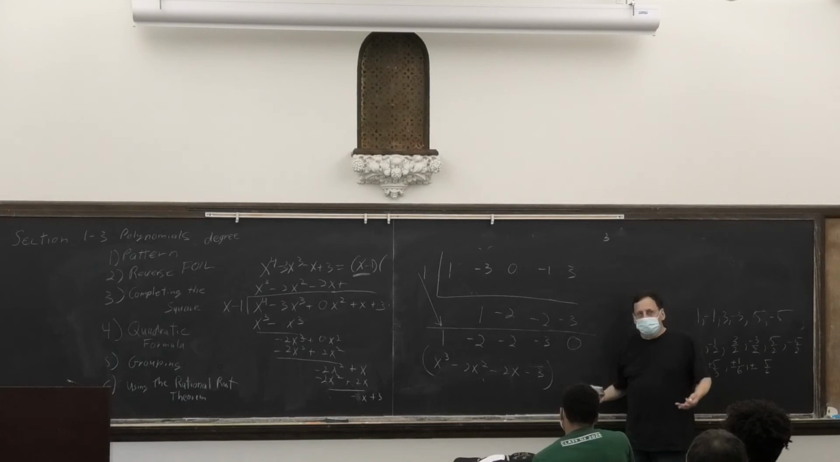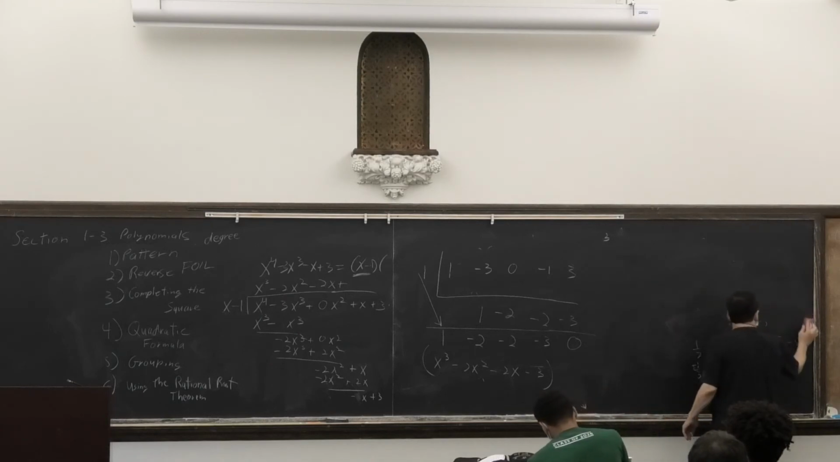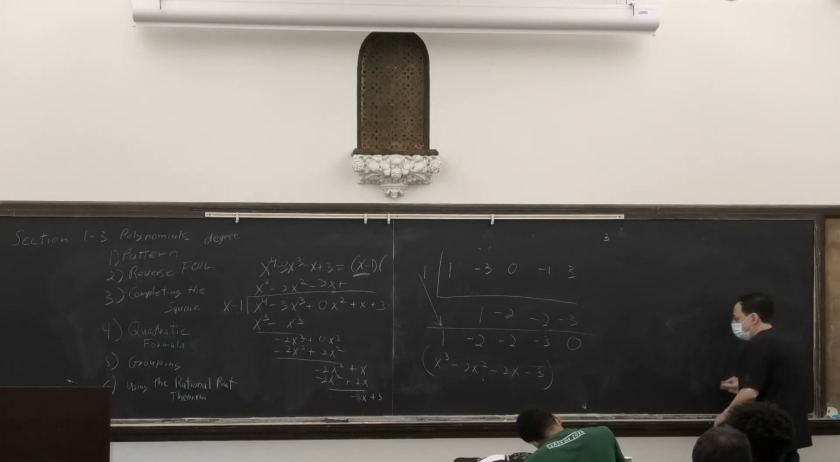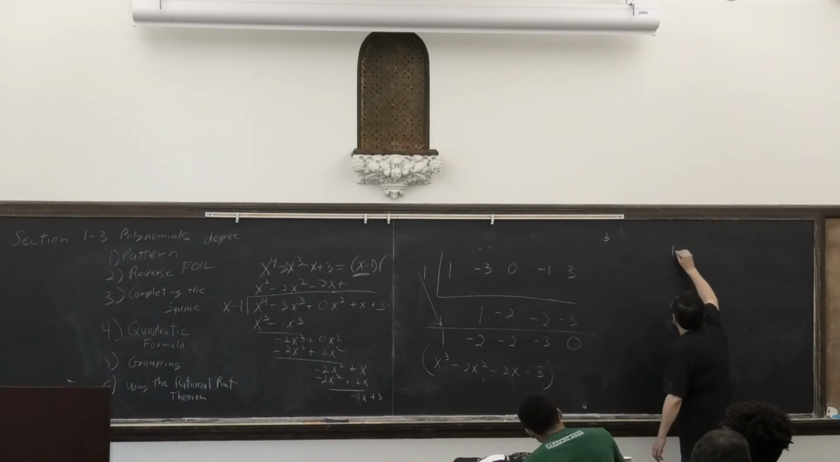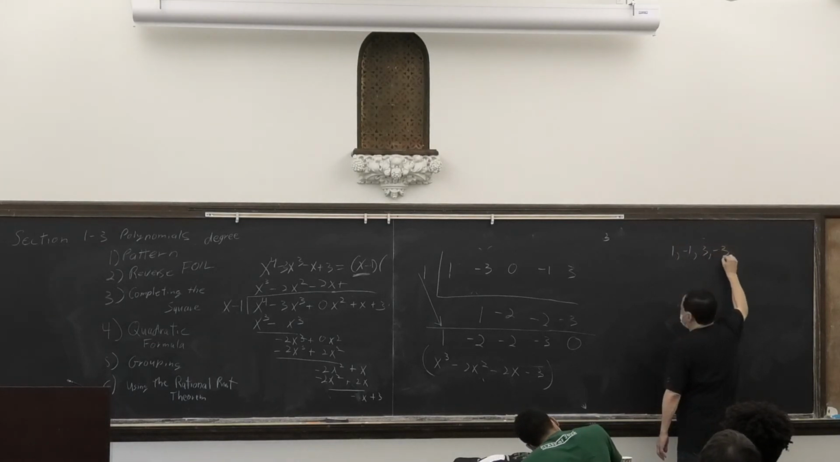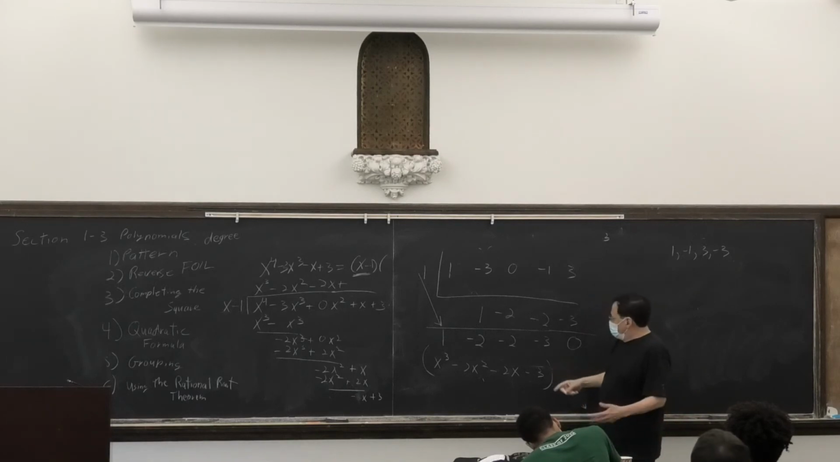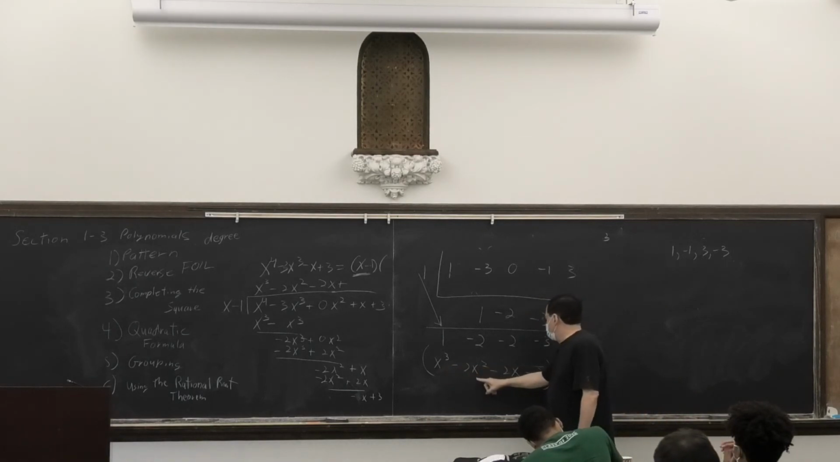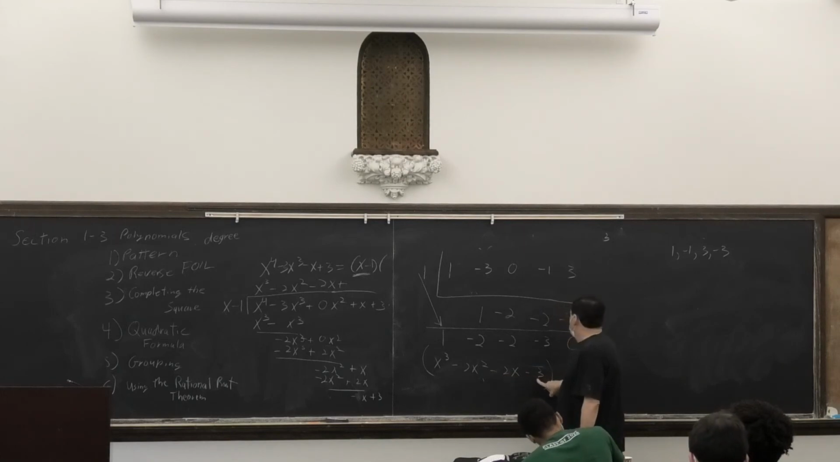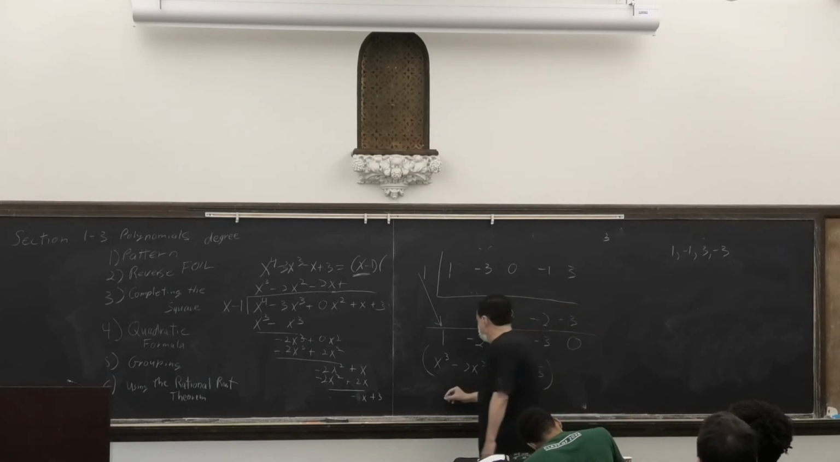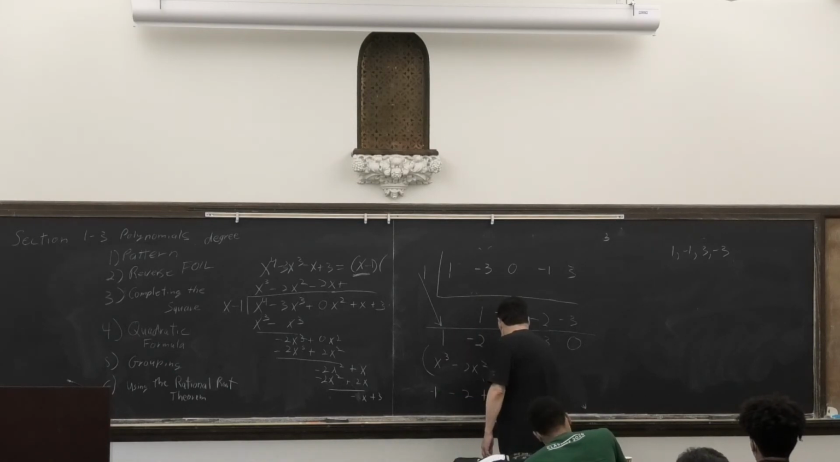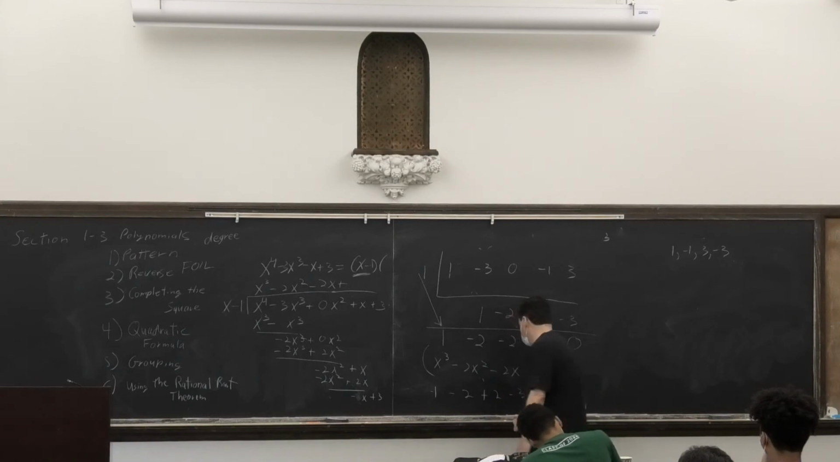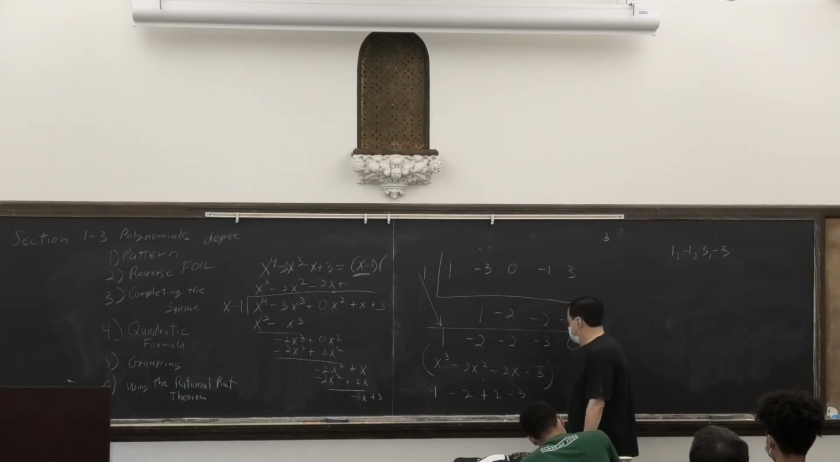I can try the rational root theorem again. What are the possible roots here? They're the same as before: 1, -1, 3, -3. All right, let's try 1 again. 1, minus 2, minus 2, minus 3. That didn't work. How about minus 1? Minus 1, minus 2, plus 2, minus 3. That didn't work.